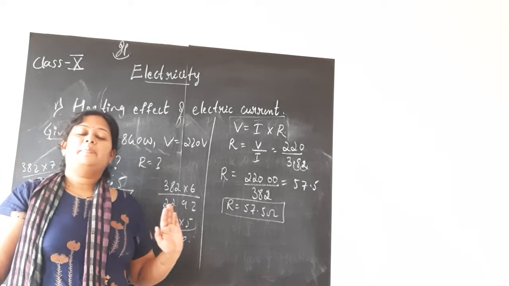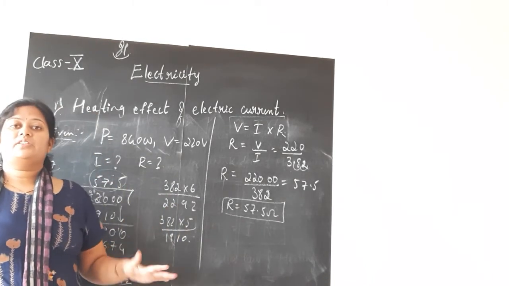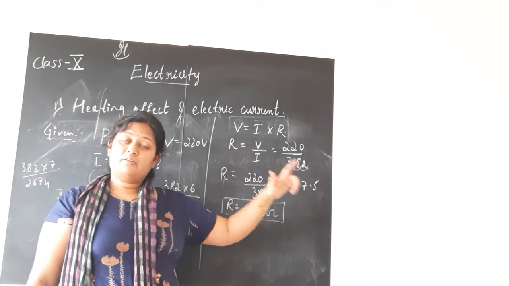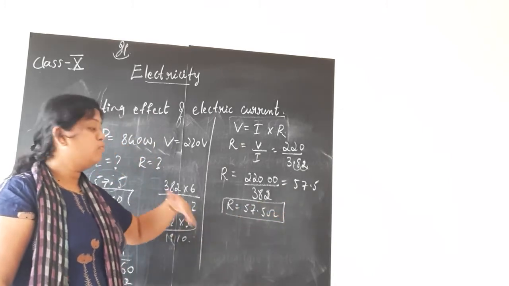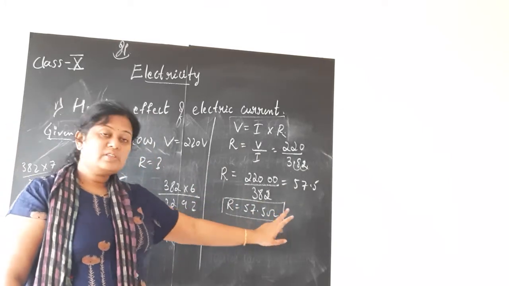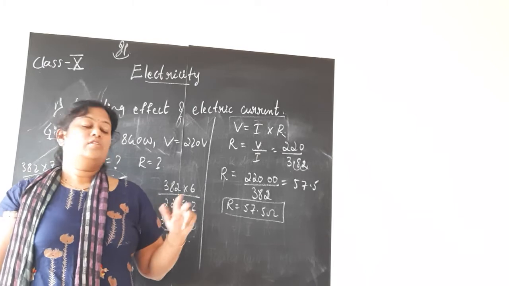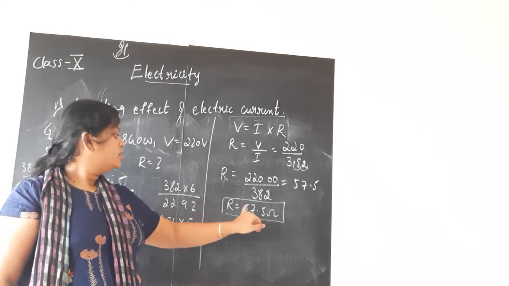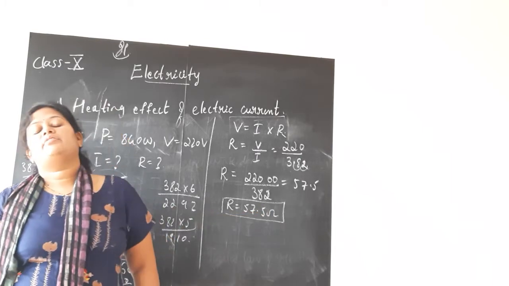In the test I saw, children, many of you forgot writing the units. In the final paper we will not be evaluating, some other teachers will be evaluating. They will search for where to cut marks. So when you get more marks, they find such mistakes in order to cut marks. So please be careful. Always write the unit. So R is 57.5 ohms.